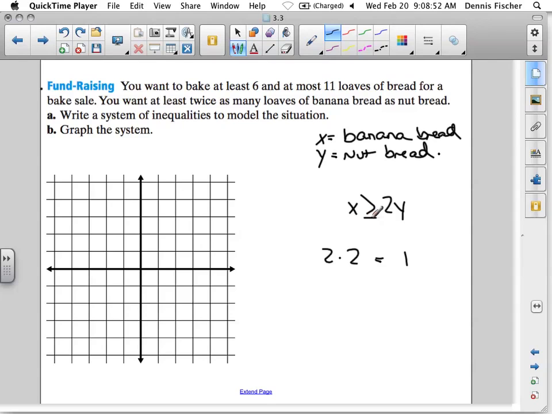I would accept either one on here. I'm usually very clear on the problem. At least could be equal there underneath too. Now another equation is the first one. You want to bake at least 6 and at most 11 loaves of bread. Why do people have to be picky? Just go with x plus y.